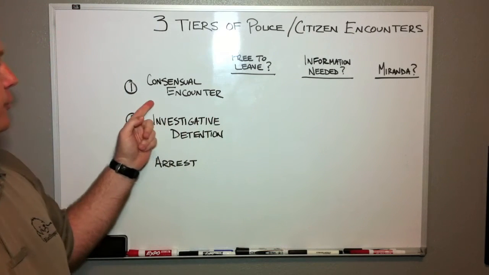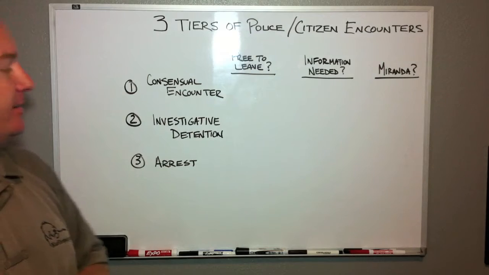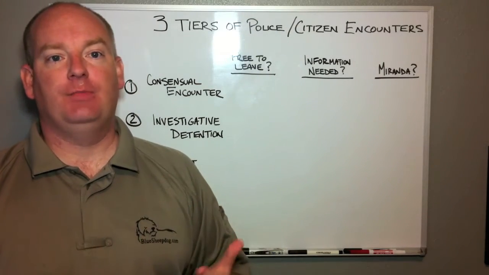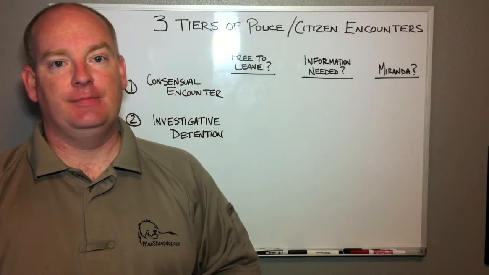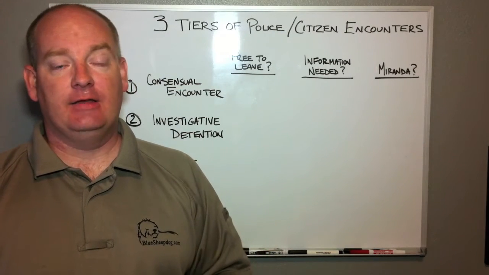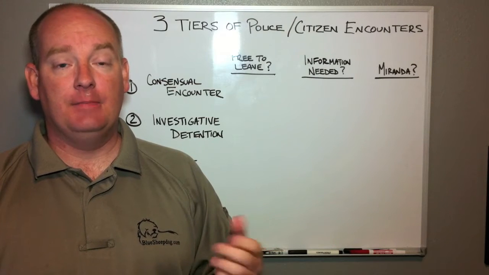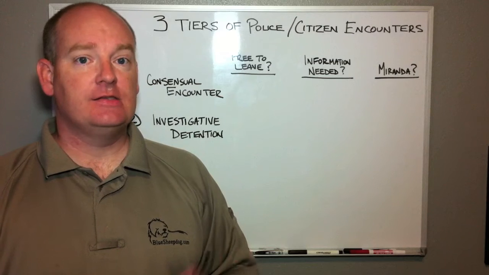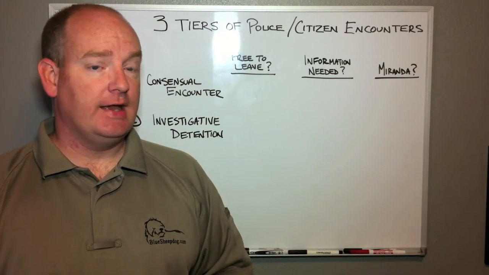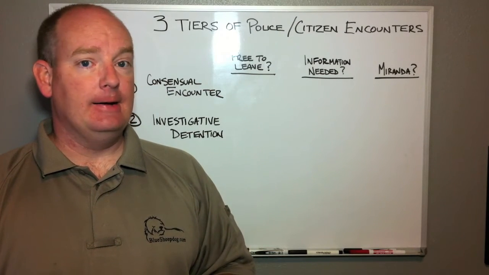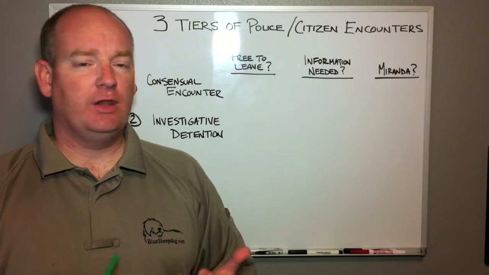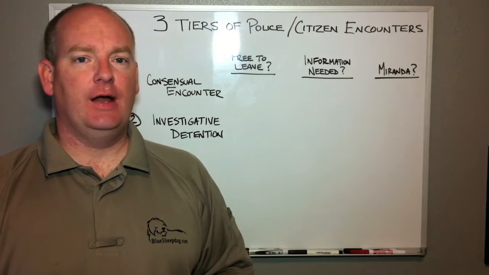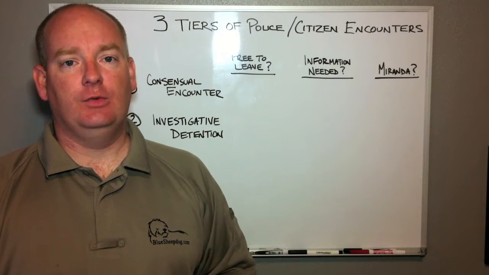First one, the least intrusive, is right here, the first tier, and that's the consensual encounter. And the consensual encounter is real simple. That's just me having a conversation with somebody. It could be I get out at a convenience store to walk inside to get a bottle of water, and while I'm standing in line, I'm talking to the guy next to me. That's a consensual encounter. A consensual encounter could also be that I see somebody suspicious, but I don't really have any reason to stop them, but it just doesn't feel right. So I walk over and I start talking with them.